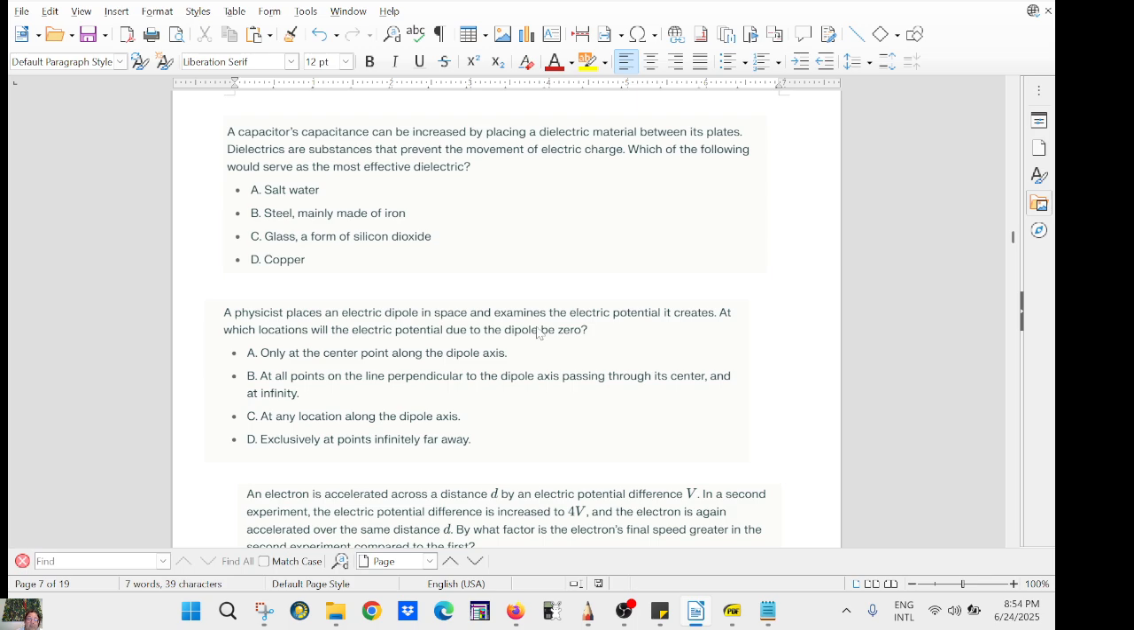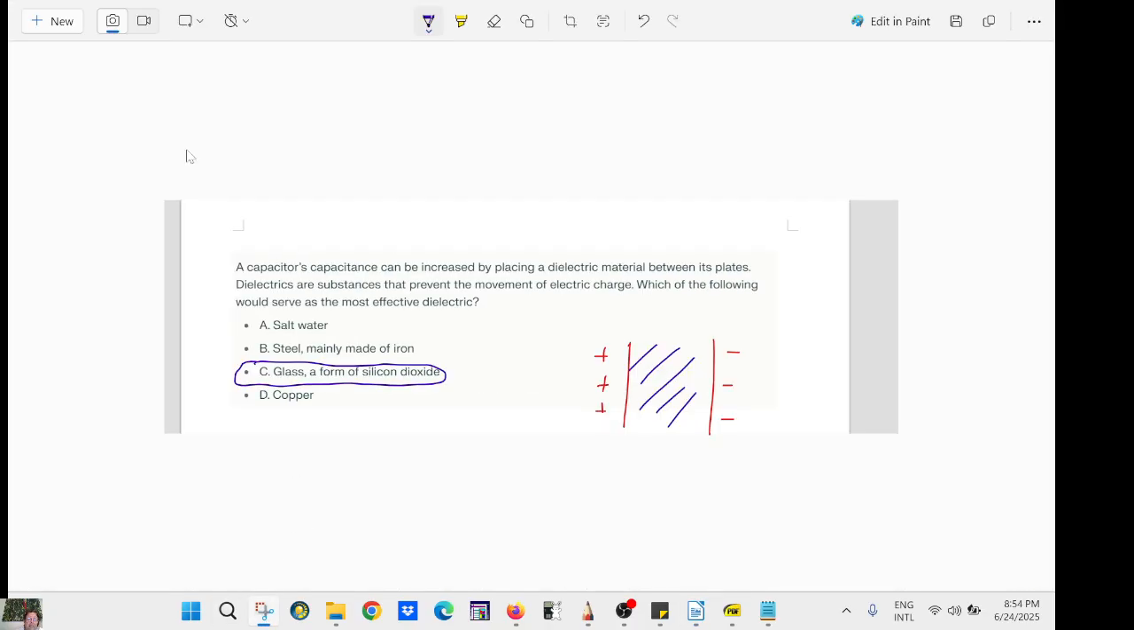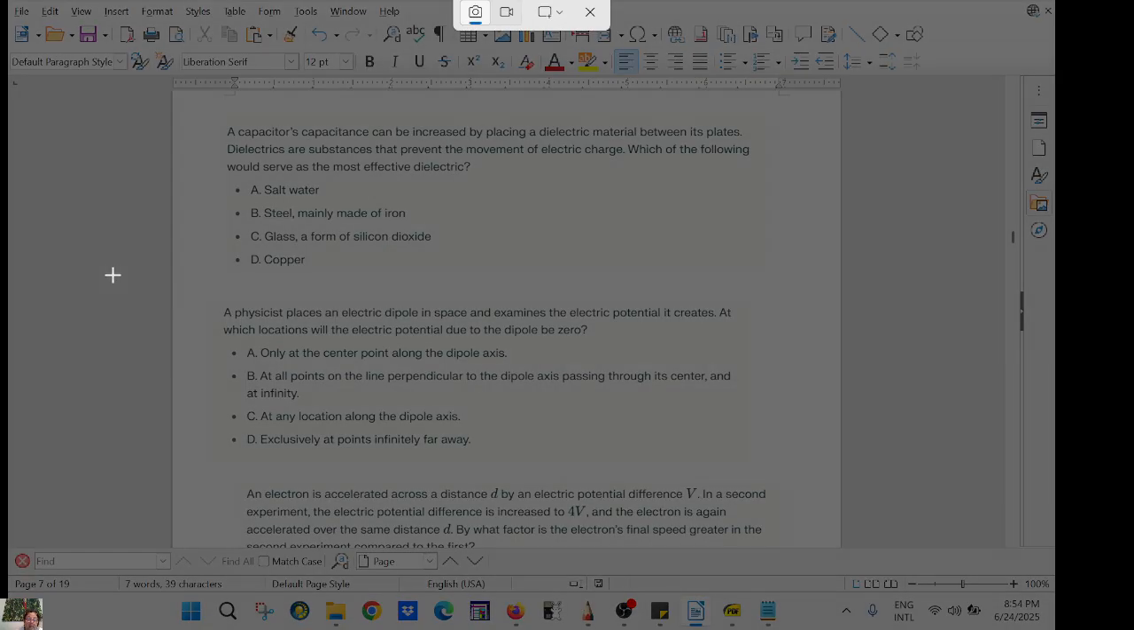So here they talk about potential. You want to know where the electric potential, electric dipole, you want to know where is the electric potential 0.